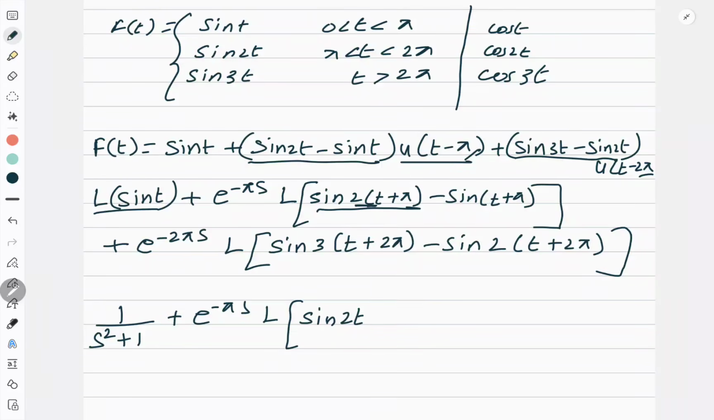Okay. Now when I am saying sine t plus pi, it means pi is here. I reach the third quadrant, not my house. So minus sine t. So it becomes plus sine t.